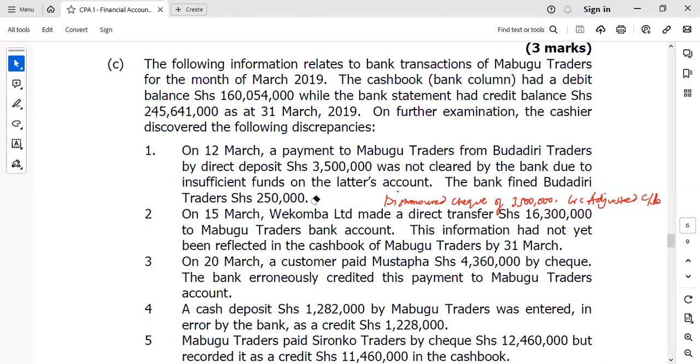Because we are talking about the 3 million. However, for the 2.5, you also need to know how to deal with it. Now, for the 2.5, this is a fine. The bank fined Budadili Traders shillings 250 because they knew they had insufficient funds and were still going ahead to make a direct deposit. So the bank charged them 250.